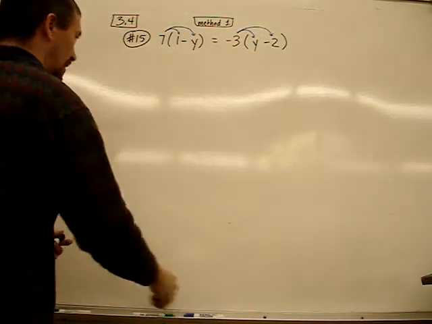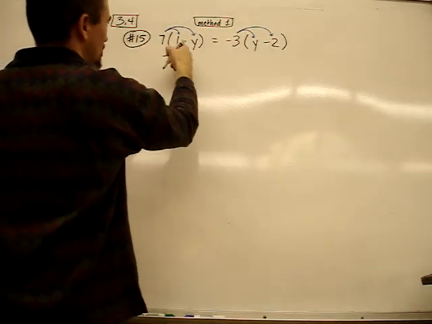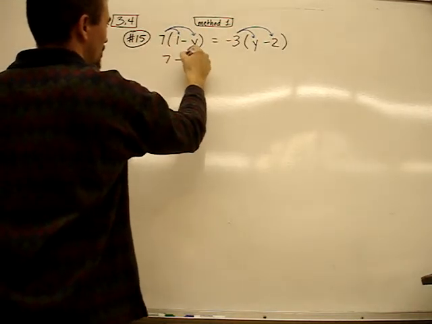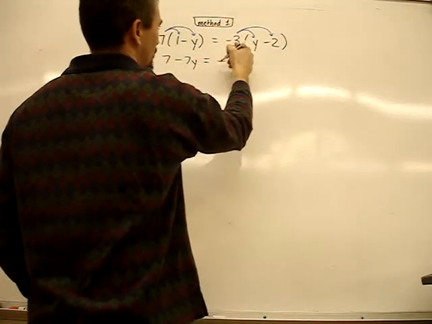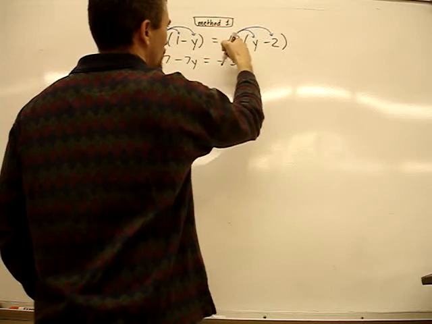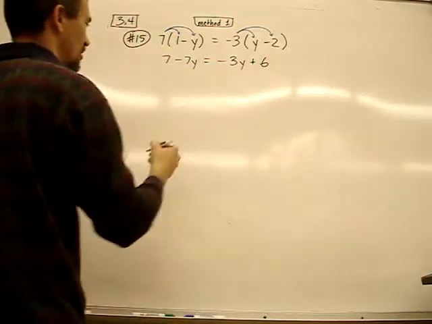So we distribute that out. We have 7 times 1 is 7. Positive times a negative is a negative, 7 times y is 7y. And negative times a positive is a negative 3y. Negative times a negative is a positive 6. And now we can start working.